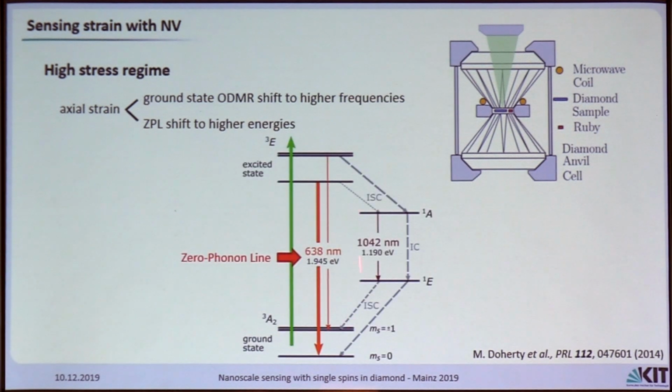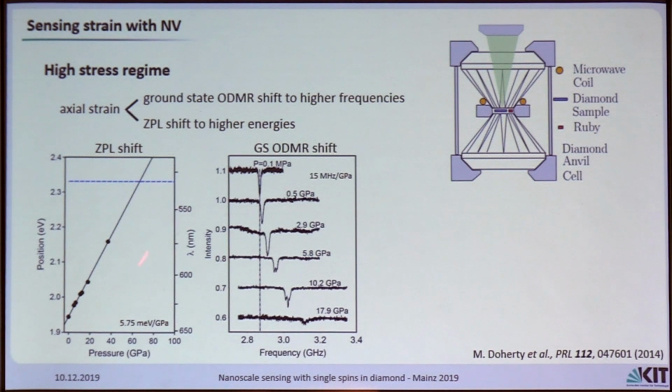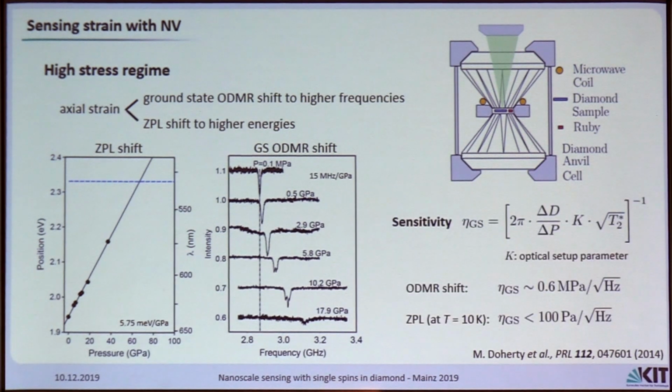So the zero phonon line increases with energy, and you can see this here in the measurement of the ZPL shift. So pressure increases to tens of gigapascal, and the position really increases linearly. And here's the first measurement explained. So you see that the spin sublevel splitting also shifts in the center of mass with higher pressures applied.